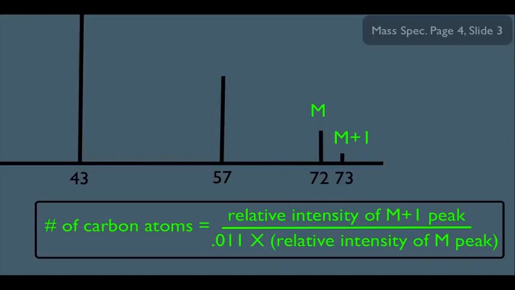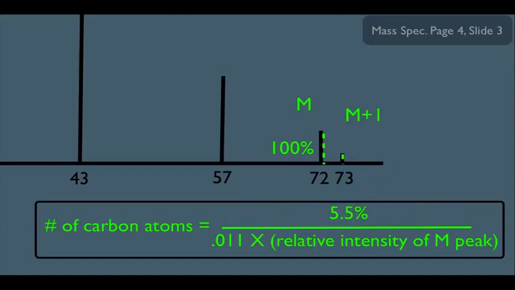That means what you can do here is, let's say your M peak is 100%. Then we measure here to see how tall the n+1 peak is relative to the M peak. And let's say it happens to be 5.5%, meaning if you took the height of the n+1 peak and divided it by M, it would be 5.5%. That happens to be the numerator of our equation right here. However, since we're plugging in a percent, we got to plug it in its decimal form as 0.055.